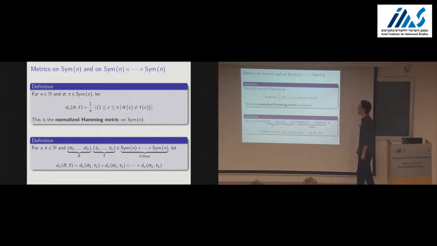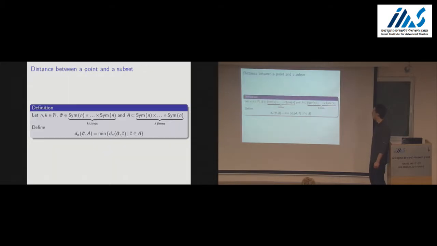So for me, those distances are the amount of work I need to do to turn this tuple into this tuple, if at each stage I can make, let's say, a small change to the permutations. So this is the amount of work I need to do to turn this tuple to this tuple.